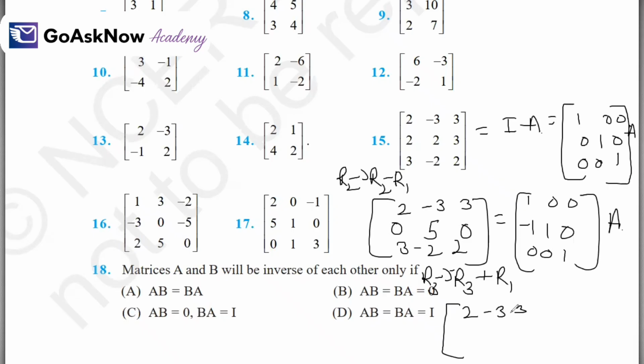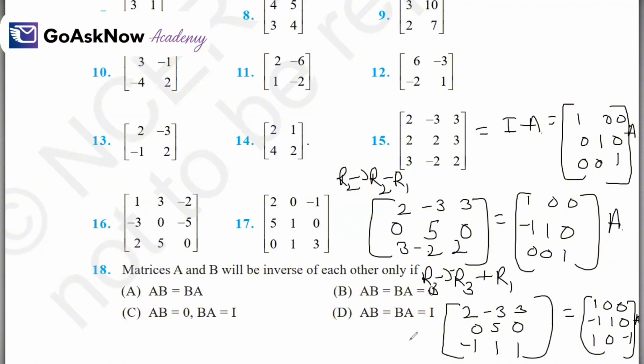2 minus 3, 3, 0, 5, 0, and minus row 3 means minus 3 plus row 1. So you will get what? Minus 1. Minus of this plus this means you will get 1 here, and here minus of this plus this, 1. Okay. So here you are getting on the left hand side. The right hand side you will get 1, 0, 0, minus 1, 1, 0, and here 1, 0, minus 1 times A.